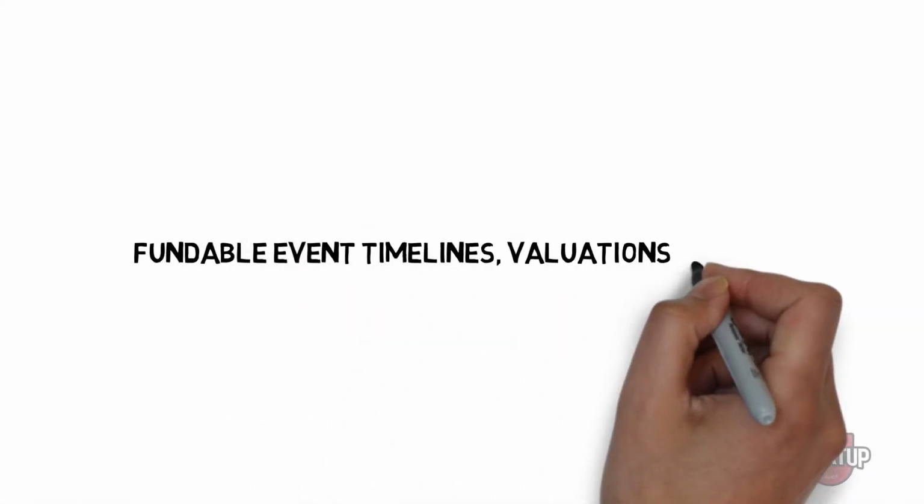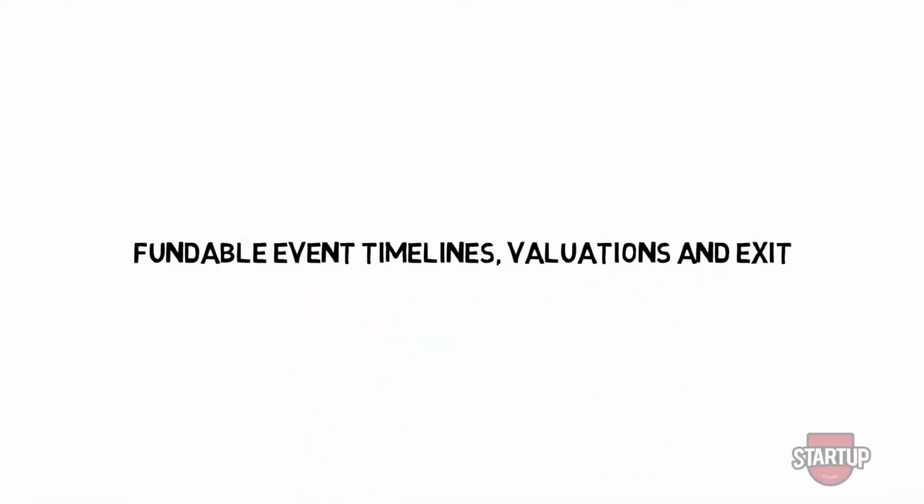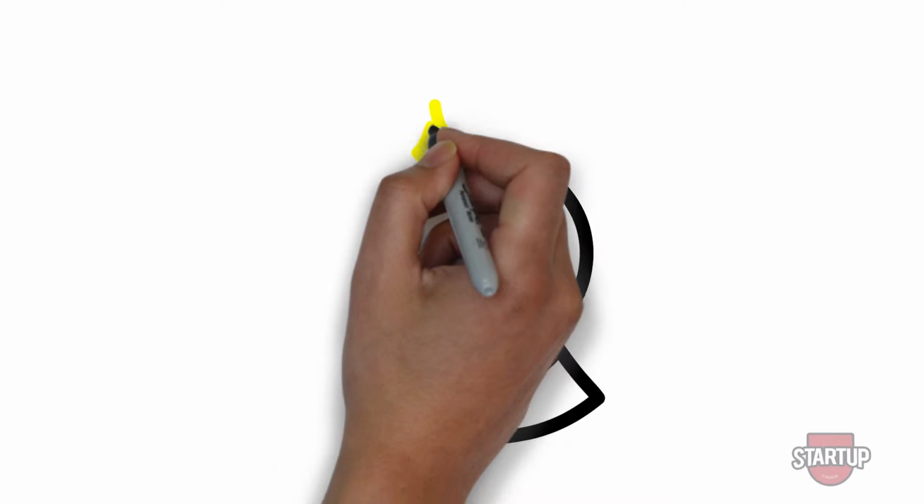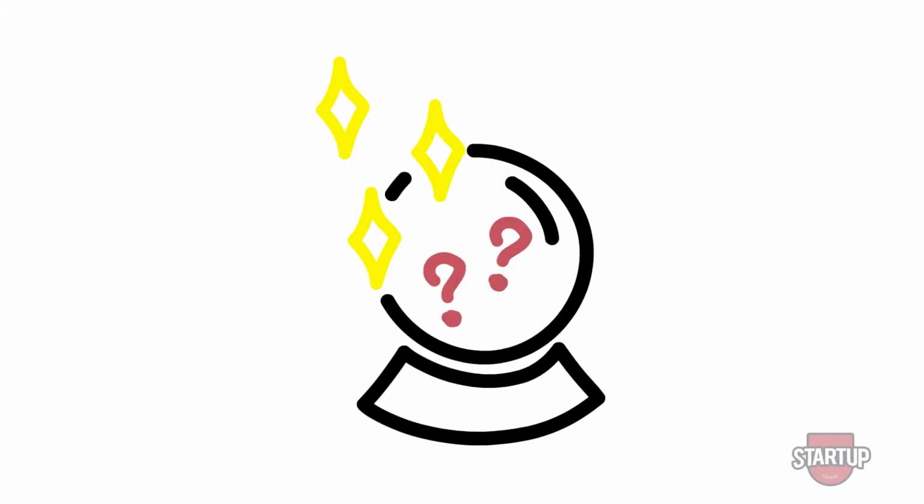Lesson 9. Fundable Event Timeline, Valuations, and Exit. For this lesson, you'll need to take a moment to consult with your crystal ball. What does it say about the future of your company? Who's doing what to make that happen?